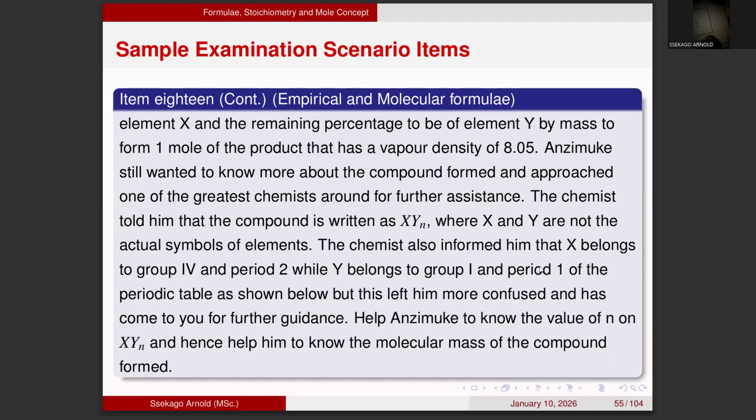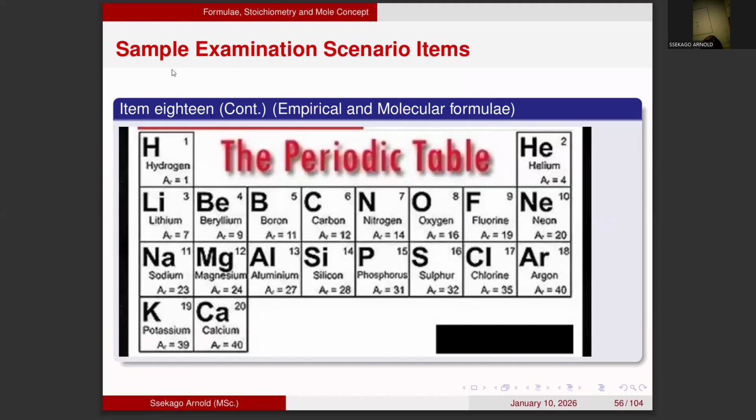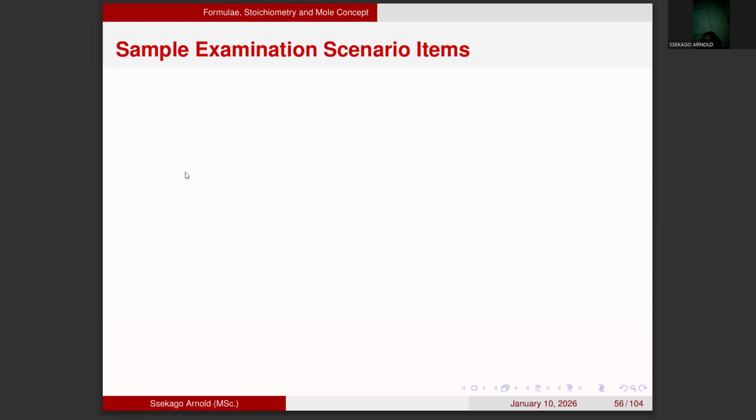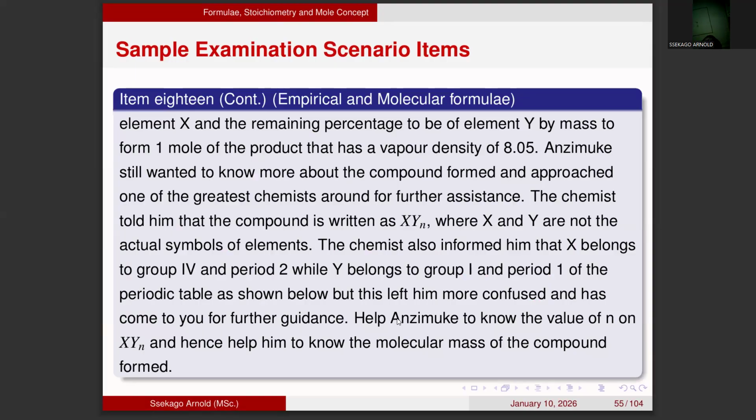Then Y belongs to group 1, period 1. Group 1 is the first vertical column, where we have hydrogen, and period 1 is the first horizontal row. So the element is hydrogen, with atomic mass 1. So now we know what X and Y are, but we may not use them in the calculation. We have just known that they are these ones.